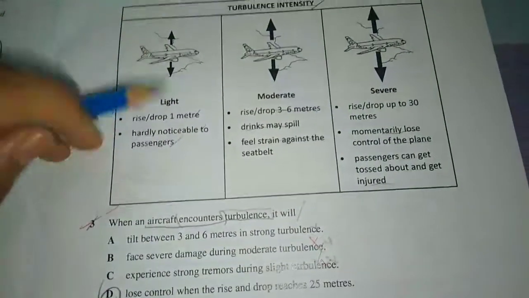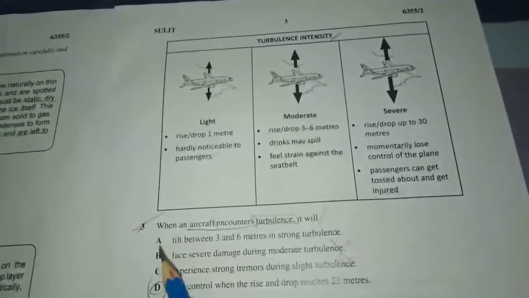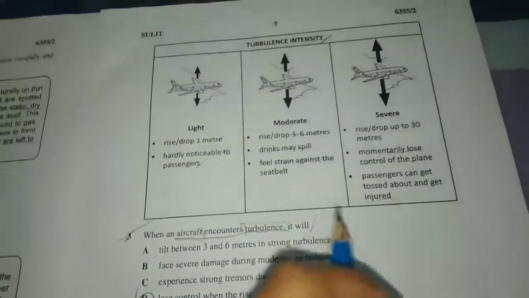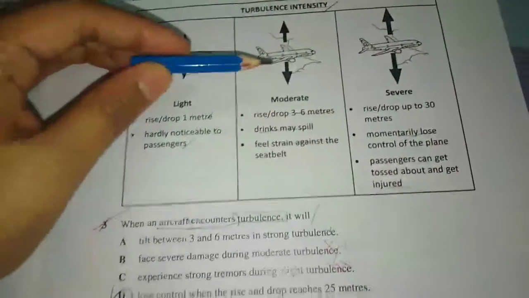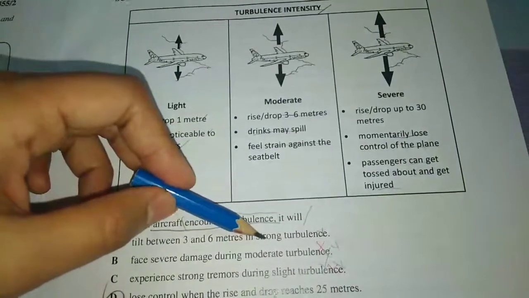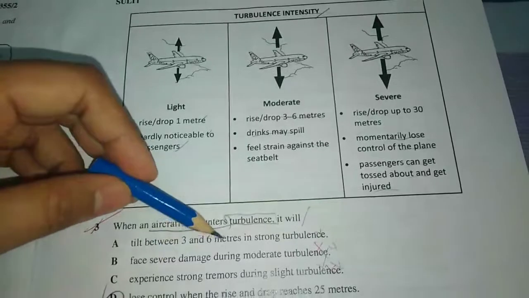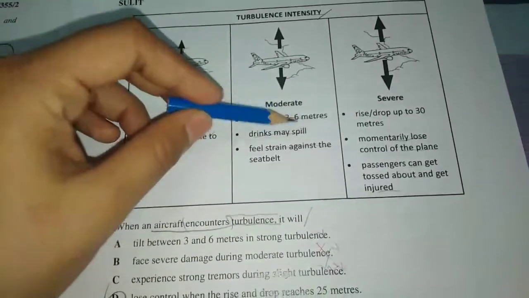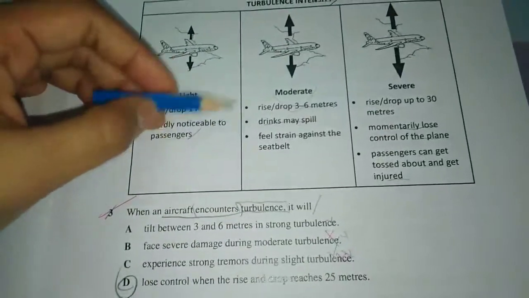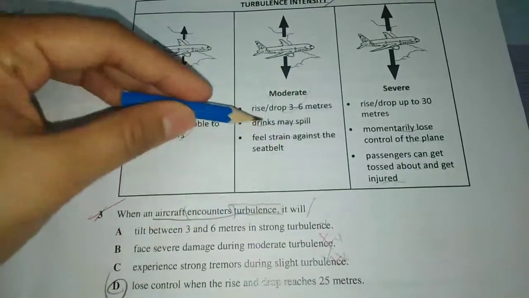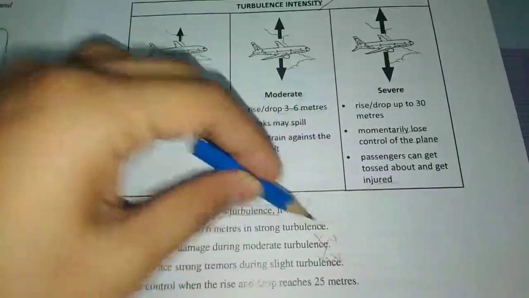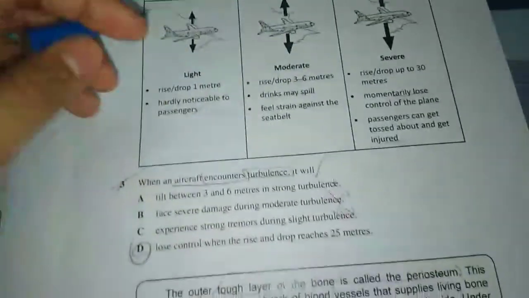It will, okay, tengok dulu jawapan A, tilt between 3 and 6 meters in strong turbulence. Is it true? So kita tengok balik dekat the main point here is strong turbulence. Strong turbulence in 3 and 6 meters. So 3 and 6 meter is here at moderate. At the moderate. So korang tengok betul ke strong turbulence ada tulis tak? Feel strain, yeah, it's not. So this is wrong answer. Just terus tolak tepi je if it look like wrong kan.